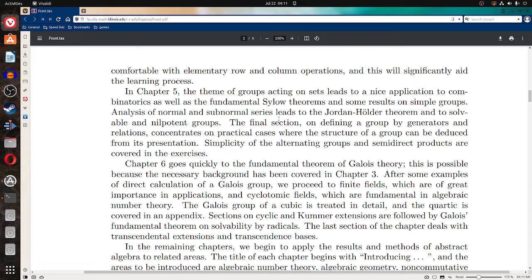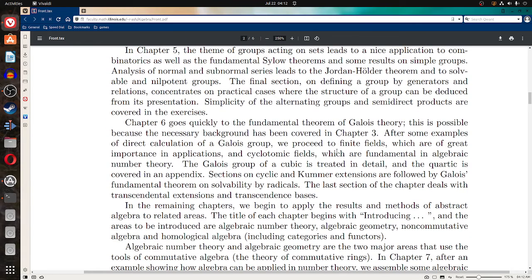Analysis of normal and subnormal series leads to the Jordan-Hölder theorem and the solvable and nilpotent groups. The final section on defining a group by generators and relations concentrates on practical cases where the structure of a group can be deduced from its presentation. Simplicity of the alternating groups and semi-direct products are covered in the exercises.